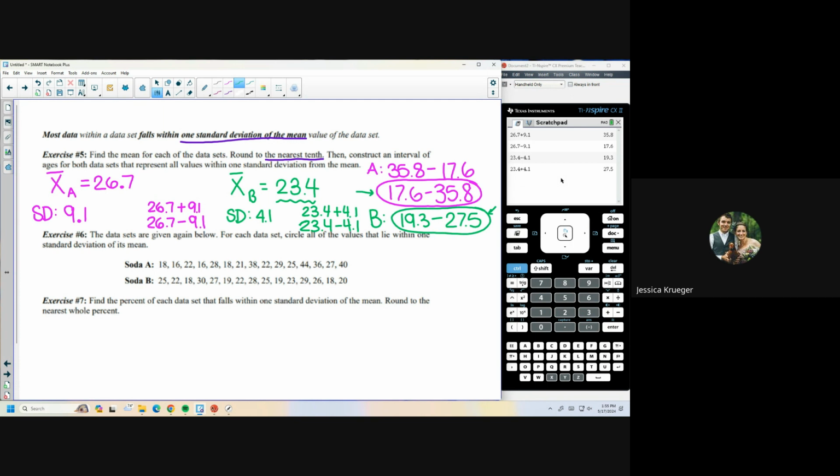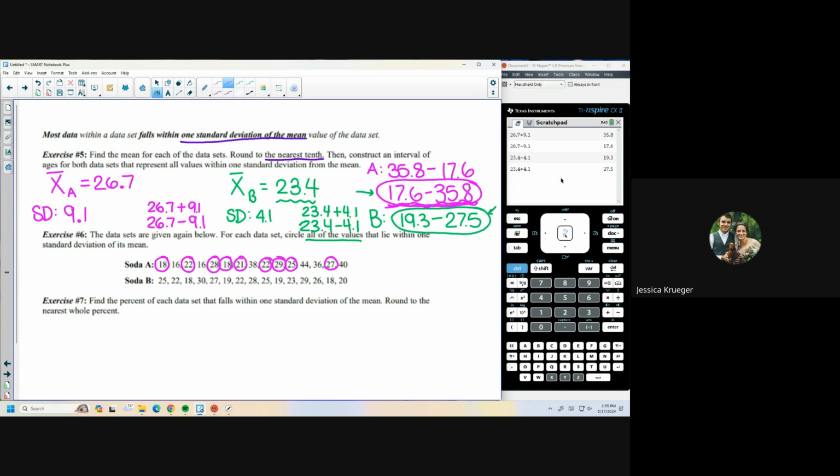The last piece is to see, well, what exactly does this tell us? How does this represent the spread of the data? So what they want us to do is circle all of the values that lie within one standard deviation of its mean. So for soda A, I want to circle anyone's age that falls in this range right here. So 18 is in that range. 22 is, 28 is, 18 is, 21, 38 is too high. 22 is, 29 is, 25, 44 is too high, 36 is too high, 27 is okay.